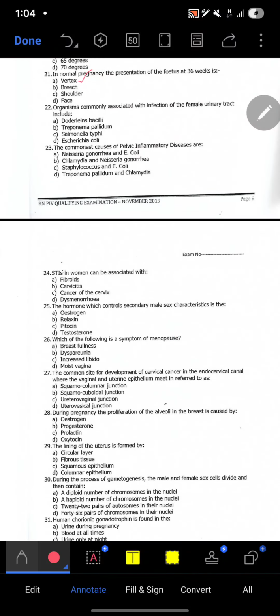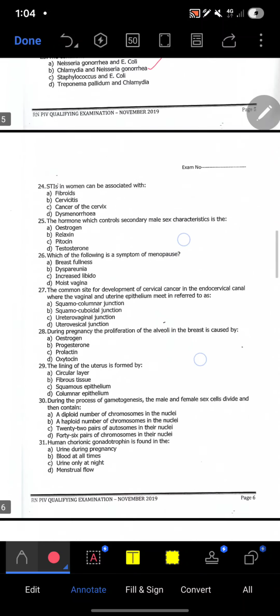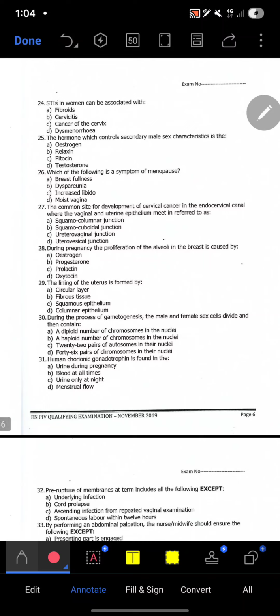Question 22. Organisms commonly associated with infection of the female urinary tract include, the correct answer is D, which is Escherichia coli. Question 23. The commonest causes of pelvic inflammatory diseases are, the correct answer for 23 is B, which is chlamydia and Neisseria gonorrhea.